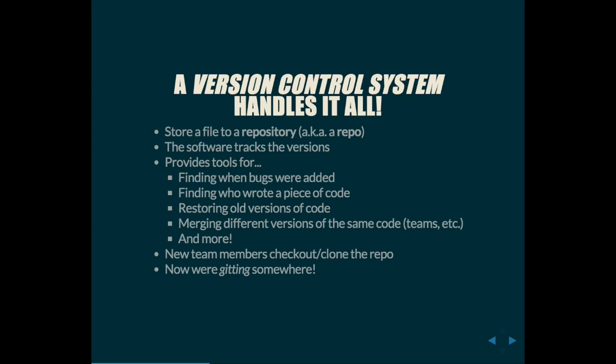It provides tools, most version control systems do, maybe not older ones, for finding out when bugs came into the code. If you realize that something appeared and you're not sure where it came from, you can find out who wrote a specific piece of code, if it's particularly ugly or has a bug in it and you need to fire them, I guess, or punch them in the nose.